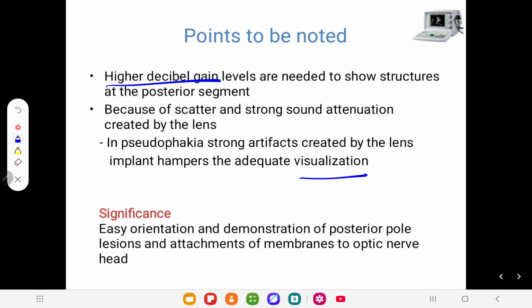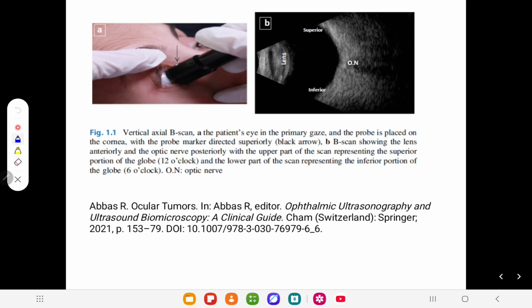Significance: easy orientation, demonstration of posterior pole lesions, and attachment of membrane to the optic nerve. It's very good for examination of the optic nerve and the posterior pole. The axial technique is very good. So this is the axial scan. With the marker at the top, the upper retina must be shown in the superior part of the display, and the lower retina must be shown in the inferior part of the display. And definitely the optic nerve is in the middle, isn't it?